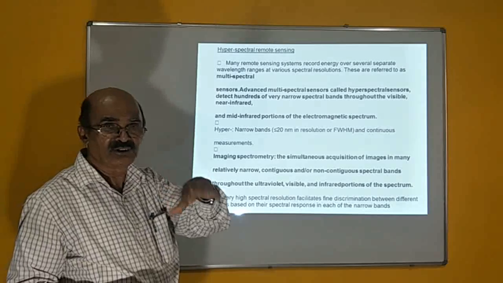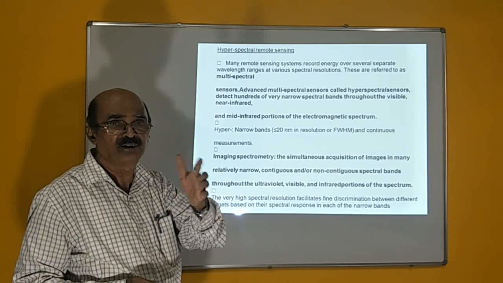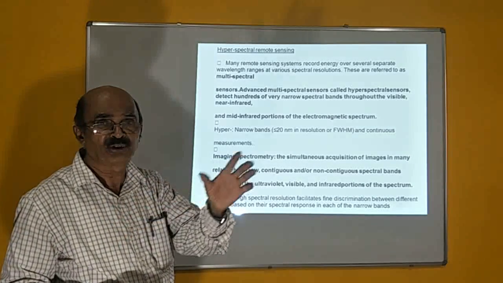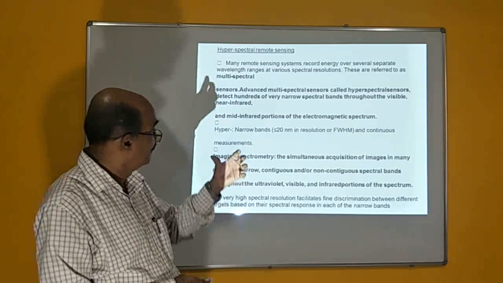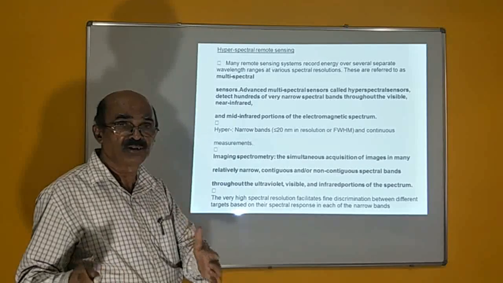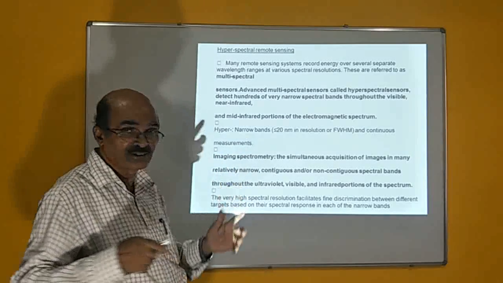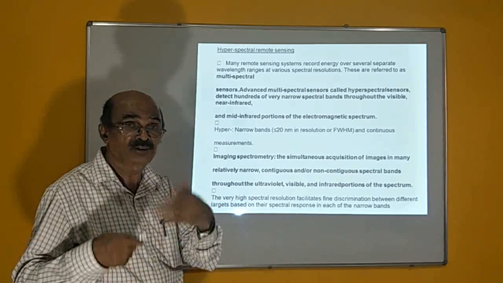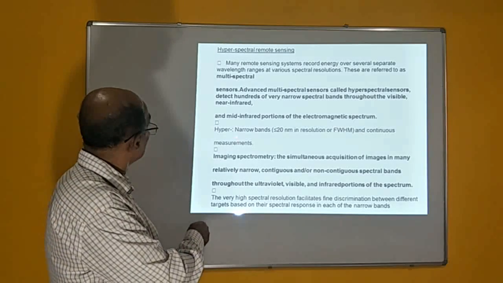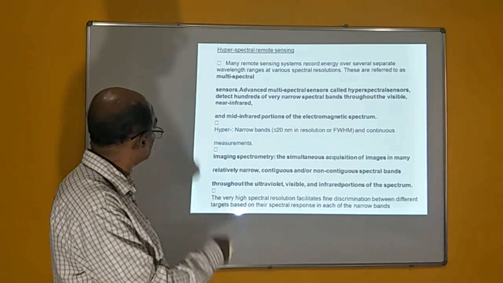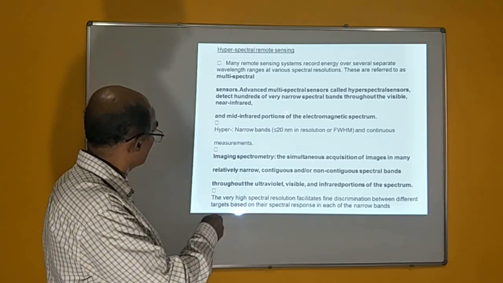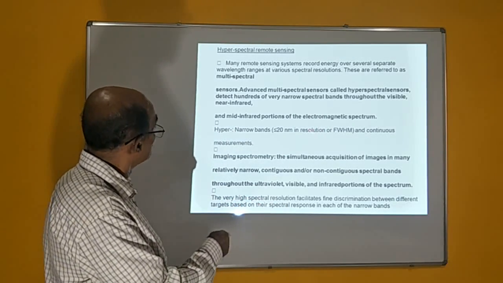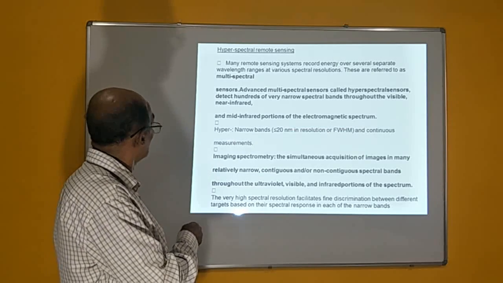Throughout the visible means, just now again I am repeating, 400 nanometer to 2500 nanometer. You can gather the required information without any break. With 5 nanometer interval or 10 nanometer interval, you can gather the required information in hundreds of spectral bands. And even the mid-infrared portion of the spectrum is also used. That means 400 to 2500 covers the visible, near infrared and short wave or mid-infrared region of the spectrum.